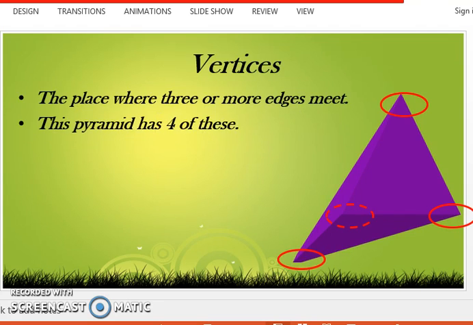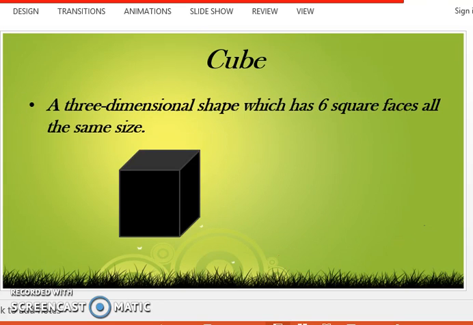Vertices. The place where 3 or more edges meet. This pyramid has 4 vertices.